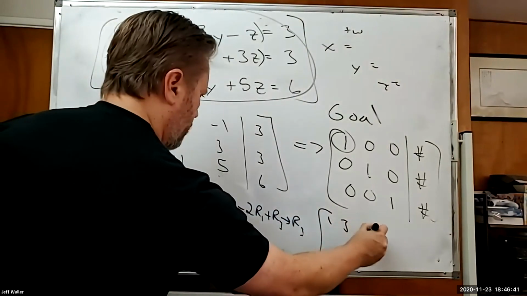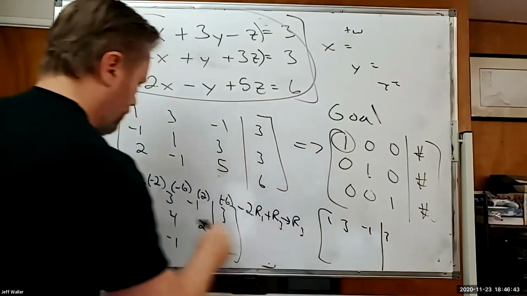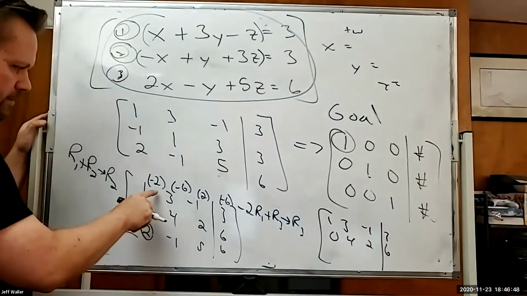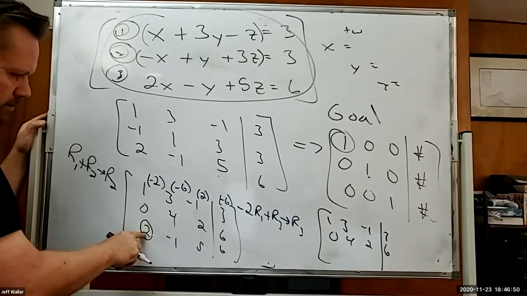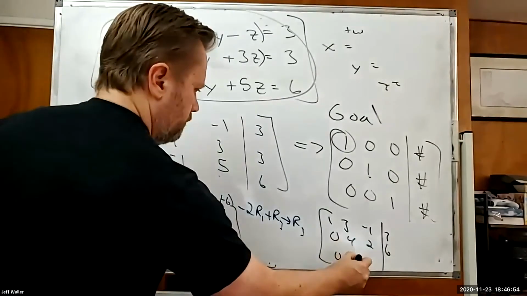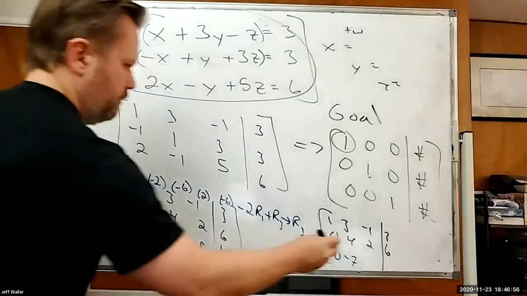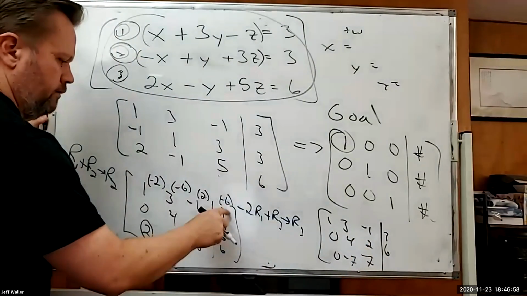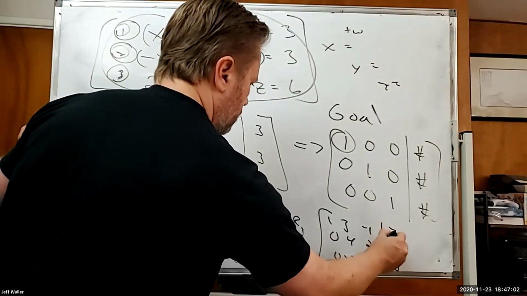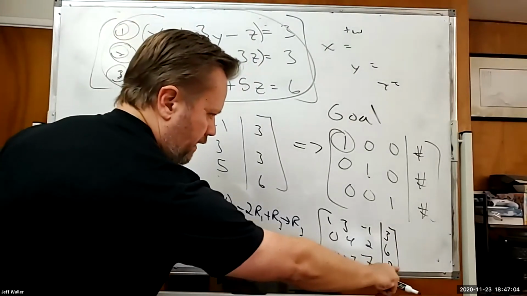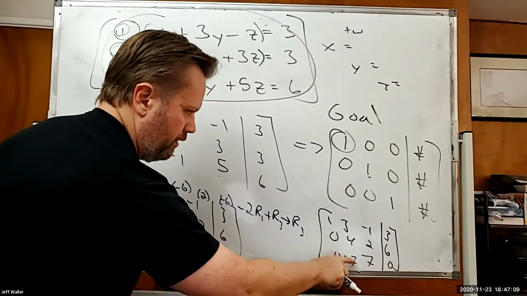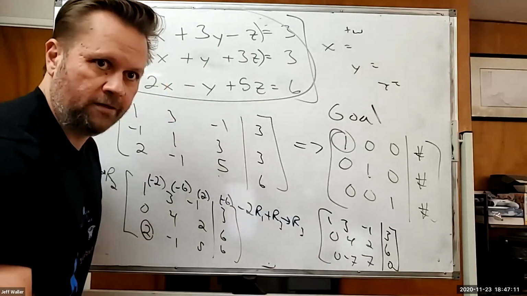First row is still 1, 3, negative 1, 3. Second row is still 0, 4, 2, 6. This row becomes 0, negative 7, 7, 0. That kicks ass. Become a 3. And then the next thing I would do is to divide this by 7. Do you see that? And then you get a beautiful negative 1 there that I can use to kill those.